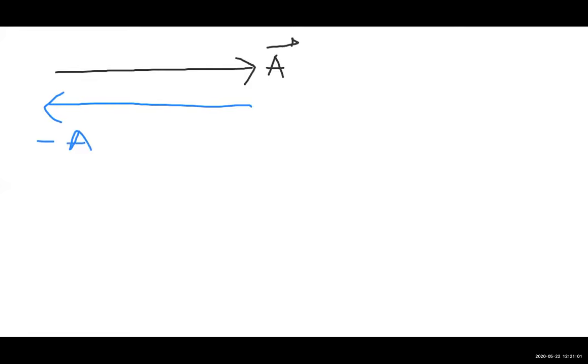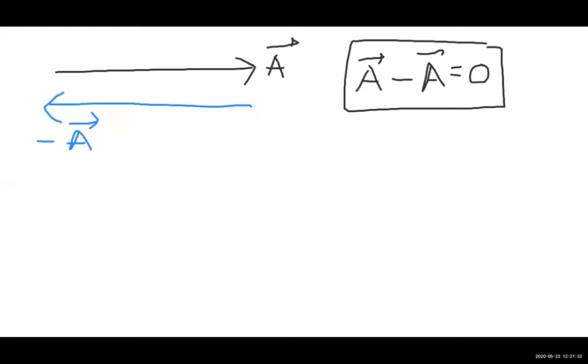Okay, if you switch the head and tail of the vector, then it becomes minus of that vector, right? And the presence of a negative vector is to sort of make this equation true: A minus A is equal to zero. How did that come about? I will tell you when I explain the subtraction of vectors. But if you add A and its negative, then you get a zero.